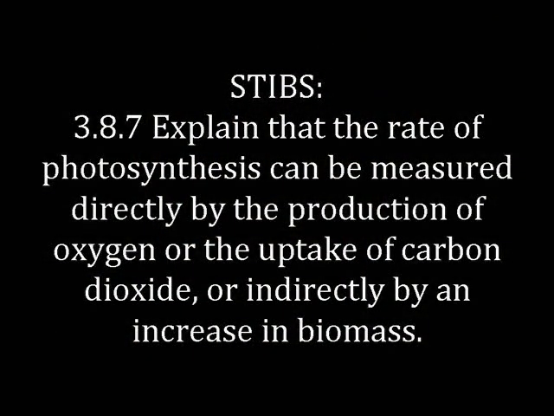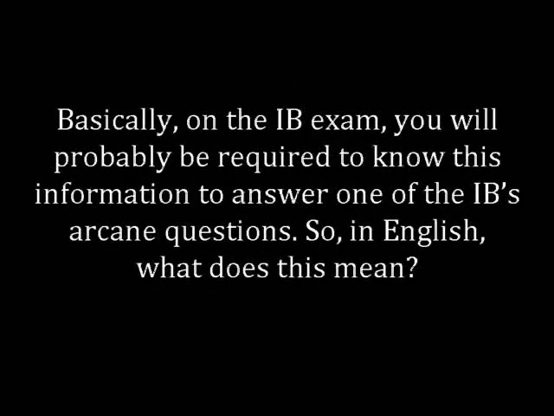3.8.7. Explain that the rate of photosynthesis can be measured directly by the production of oxygen or the uptake of carbon dioxide, or indirectly by an increase in biomass. Basically, on the IB exam, you will probably be required to know this information to answer one of the IB's questions. So in English, what does this mean?